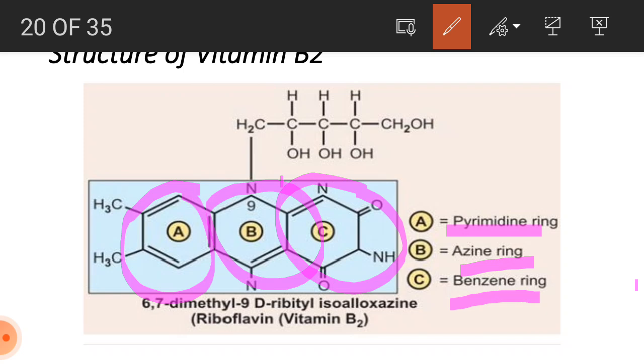So chemically it is 6,7-dimethyl-9-D-ribityl isoalloxazine, which is our riboflavin or vitamin B2. This is the basic structure of vitamin B2, and it comprises these three parts: the pyrimidine ring, the azine ring, and the benzene ring.